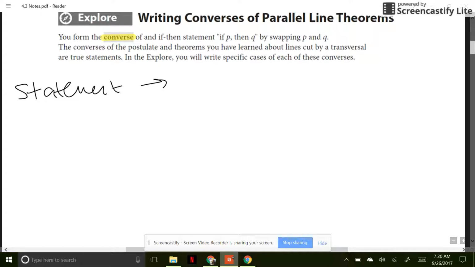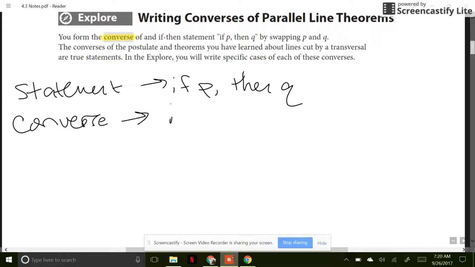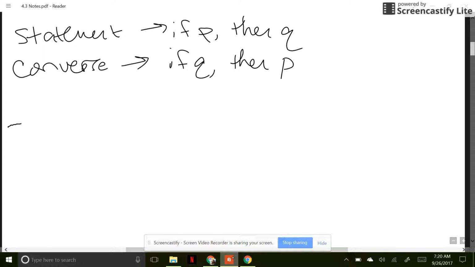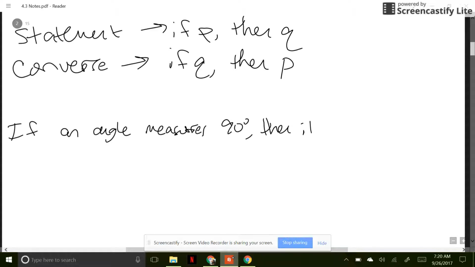So a conditional statement says if P, then Q, if hypothesis, then conclusion. So the converse, we switch the hypothesis and the conclusion. So it'd say if Q, then P. If you wanted to see this as a real example, I can make the statement, if an angle measures 90 degrees, then it is a right angle. So this is my conditional statement.